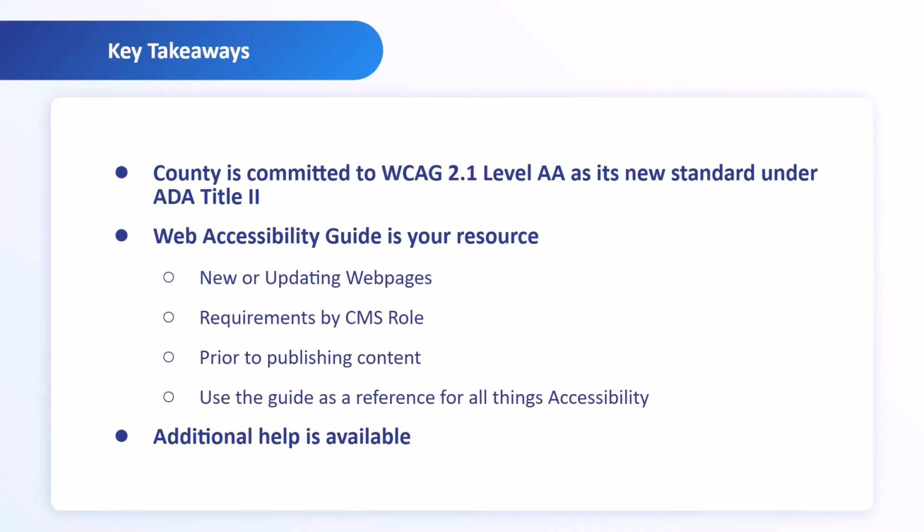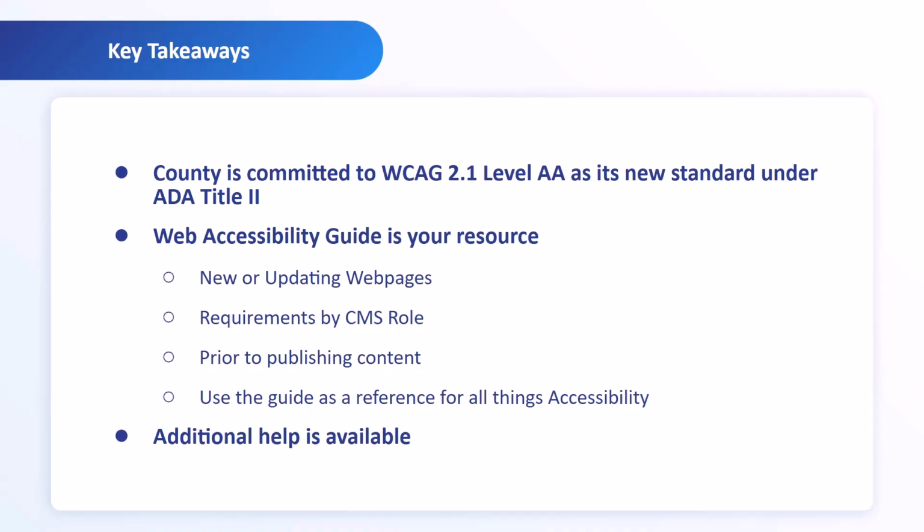So let's end with some key takeaways here. First is that the county is committed to WCAG 2.1 Level AA as its new standard under ADA Title II. And as I mentioned briefly before, we will be accountable to meet that by April of 2026. So that includes not just the web standards, but the mobile standards as well. That's what the 2.0 to 2.1 upgrade mostly accounts for, is the types of issues somebody might encounter on mobile as well. But all of those issues are documented for you in the guide by role and also by standard type, as we looked at.